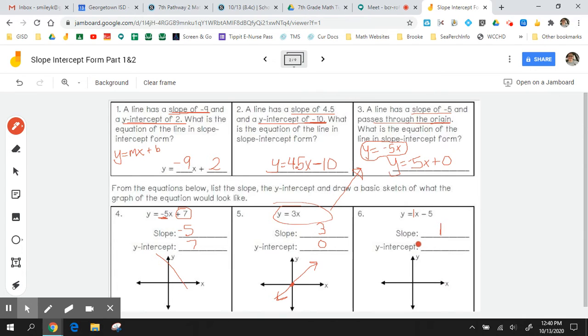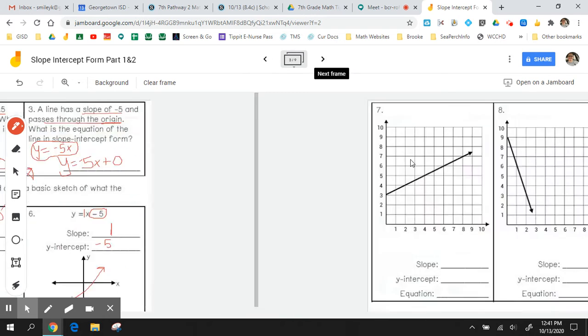Okay. And then your y-intercept, you have to take into account that operation sign in front of it. So it actually is a -5. It would be something like this, but a straighter line because I can't draw a straight line with this thing. All right, let's go to the next one.